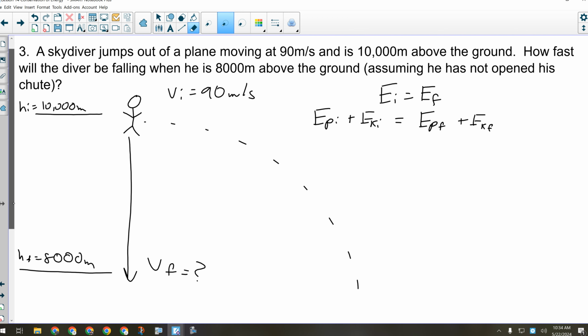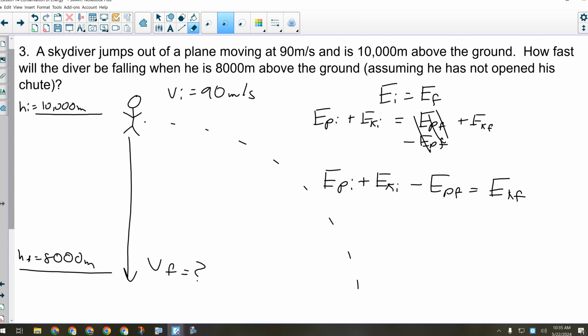What I'm looking for is part of which term? Ava, which term is VF in? Right. So I need to get EKF by itself. All right. So what do I need to move? EPF. How do I move it? I subtract it over to the other side. So I'm going to subtract EPF. That's going to make it go away. And what I'm going to be left with is my total mechanical energy, all the initial stuff added together, minus my final potential energy. That will leave me with my final kinetic energy.